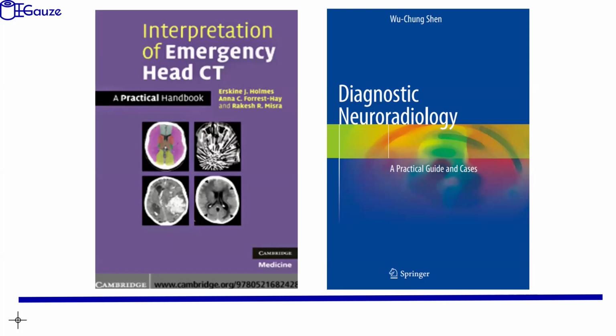This is a good book to start with. It allows you to analyze the images and you will be able to develop greater confidence in diagnosing the most common problems. Start with this book, Interpretation of Emergency Head CT. Next book is Diagnostic Neuroradiology. What I like about this book is that it uses numerous empirical clinical cases to illustrate CNS diseases and provide interpretations of illustrated images. It's very nice, but at the beginning you start with the first book, then the second.